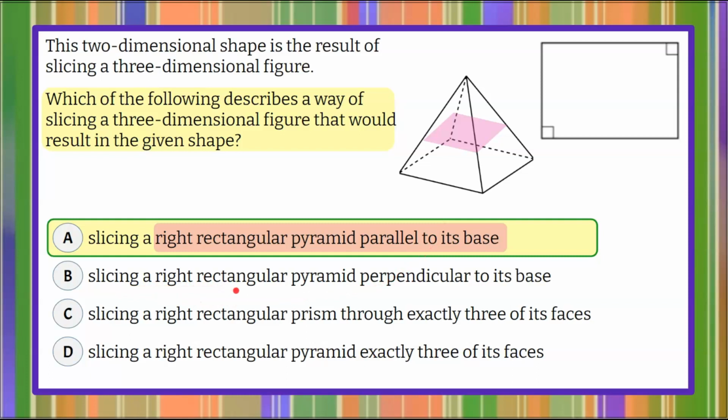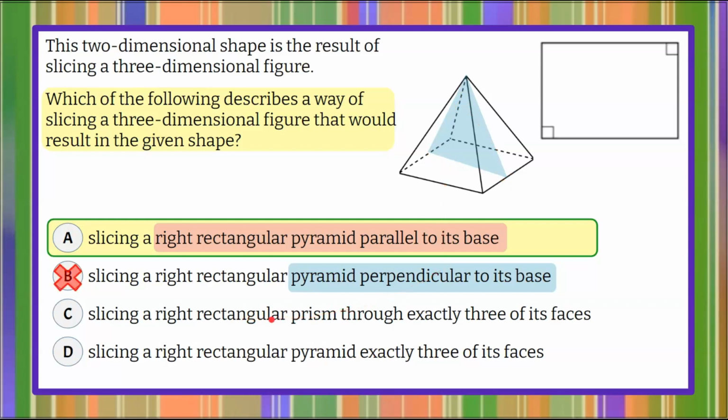B says we're going to slice a rectangular pyramid perpendicular to its base. If we do that perpendicularly to the base, we're going to go down through the top of it, and you can see that we would have a triangle. So when we do that, we're going to go through three faces, right? We go through this lateral face, and then the base. So 1, 2, 3, we get a triangle slice, so it can't be B.